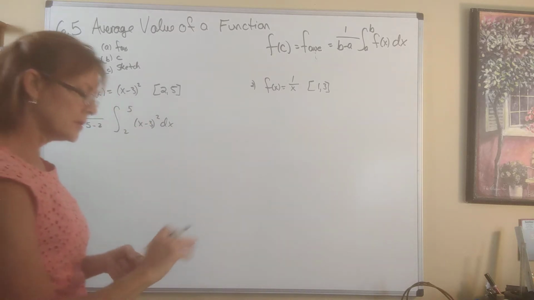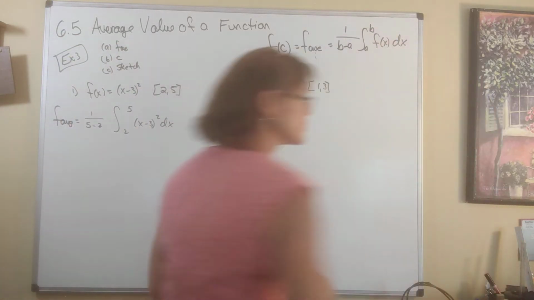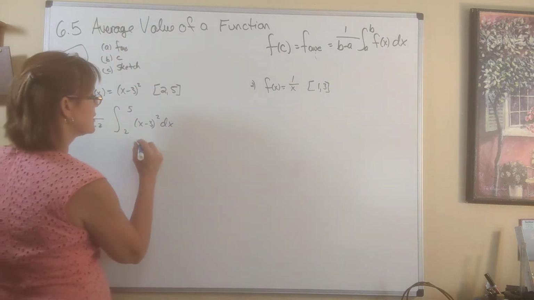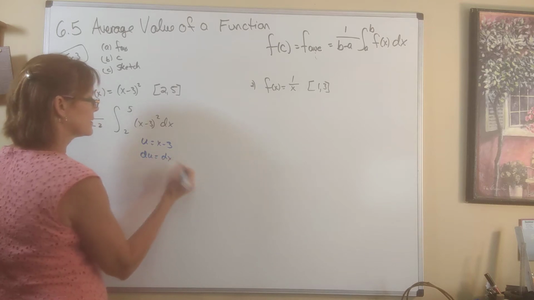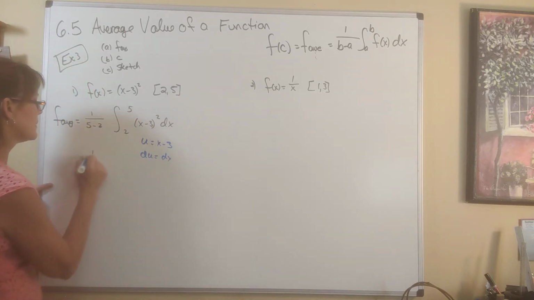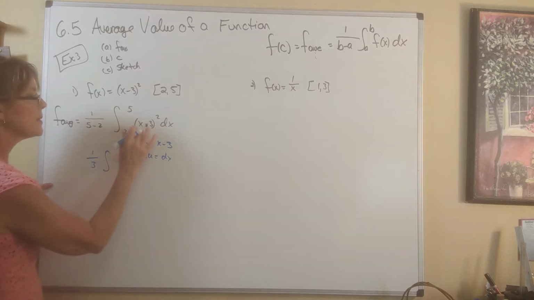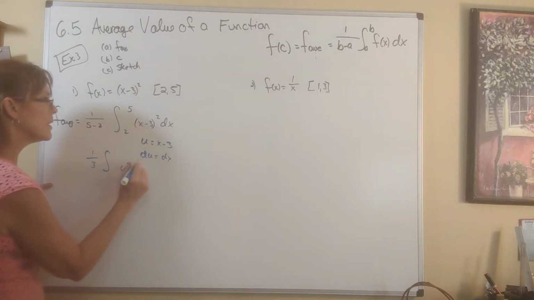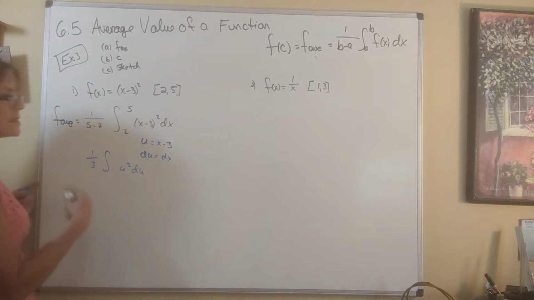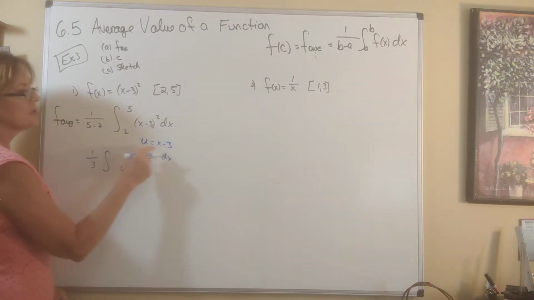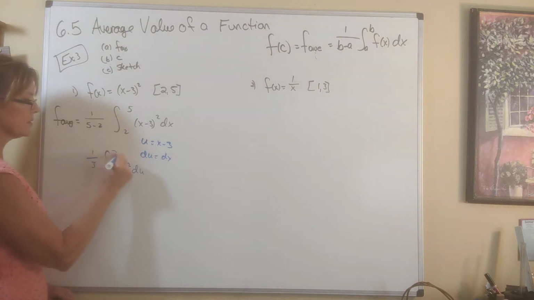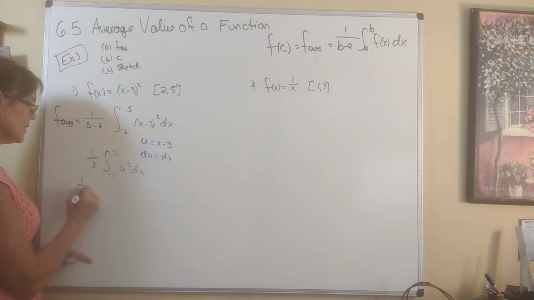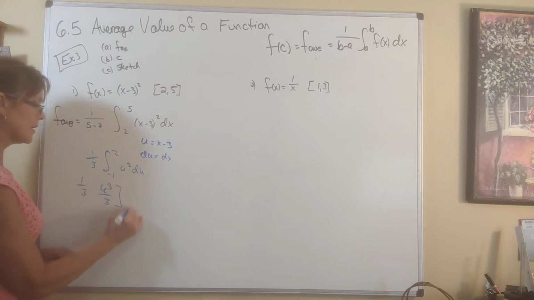I'm going to use a u substitution. In this case, I'll let u be x minus 3. If we let u be x minus 3, then du is dx. If we rewrite this integral, this is going to be 1/3. X minus 3 is my u, so this is going to be u squared, and dx is du. Let's adjust our limits of integration. 2 minus 3 turns into negative 1. 5 minus 3 turns into 2. Let's integrate here. We have 1/3, and this becomes u cubed over 3. We're going to evaluate it from negative 1 to 2.